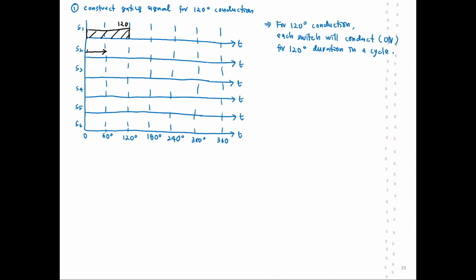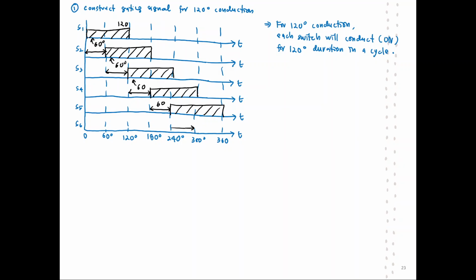Then we are going to introduce a delay. This is a 60-degree delay from S1. S2 will start to conduct at 60 degrees and continue until it completes 120, so it will stop conducting at 180. With a 60-degree delay from S2, S3 will start to conduct at 120 and continue until 240. Again a 60-degree delay from S3, S4 will start to conduct at 180 and continue until 300. With a 60-degree delay from S4, S5 will start to conduct at 240 and maintain conduction for 120, stopping at 360.